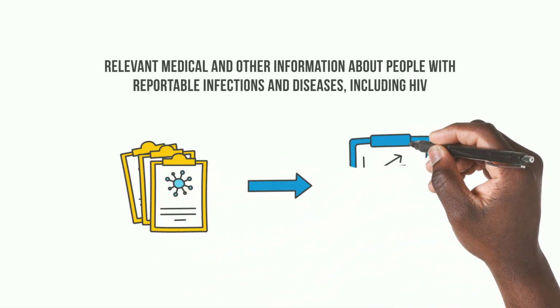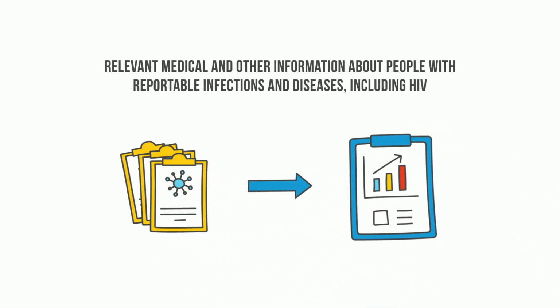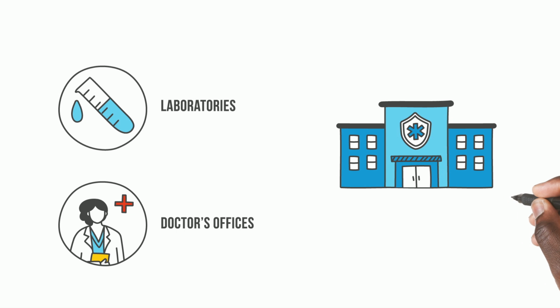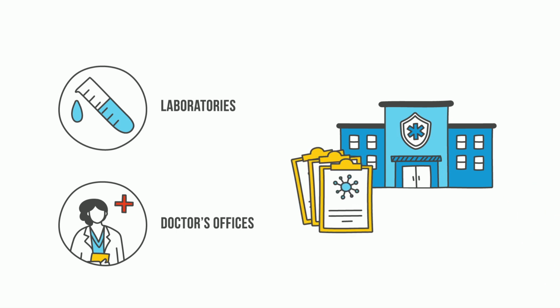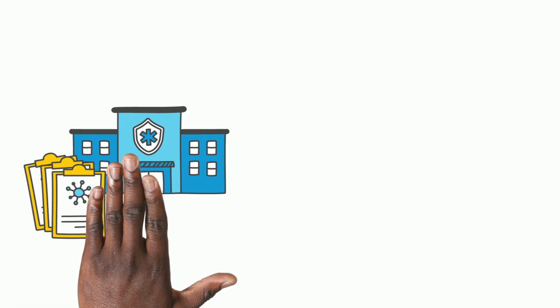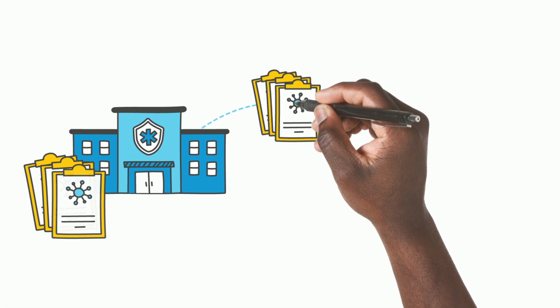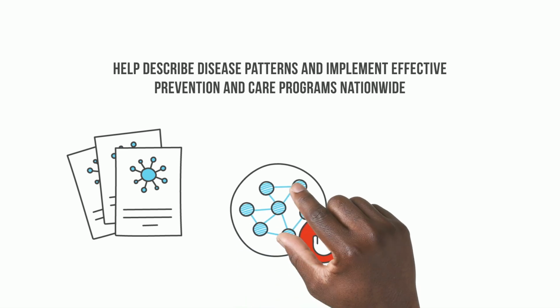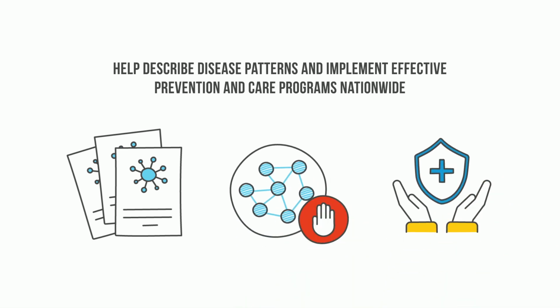Surveillance data at a health department is the relevant medical and other information about people with reportable infections and diseases, including HIV. Laboratories and doctors' offices compile and send this information to health departments as infection and disease reports. The health departments then send these reports to the Centers for Disease Control and Prevention, CDC, which they use to help describe disease patterns and implement effective prevention and care programs nationwide.